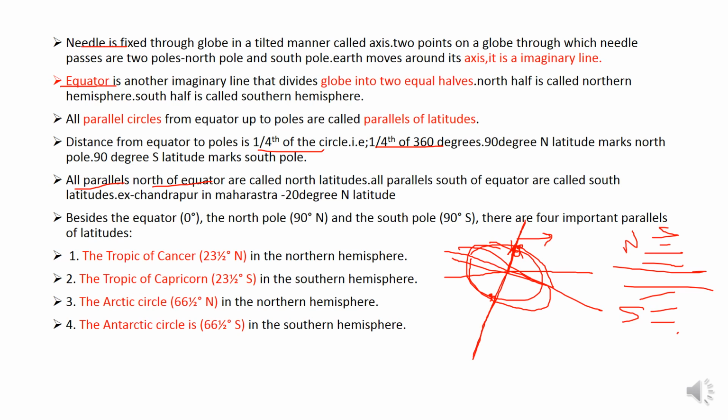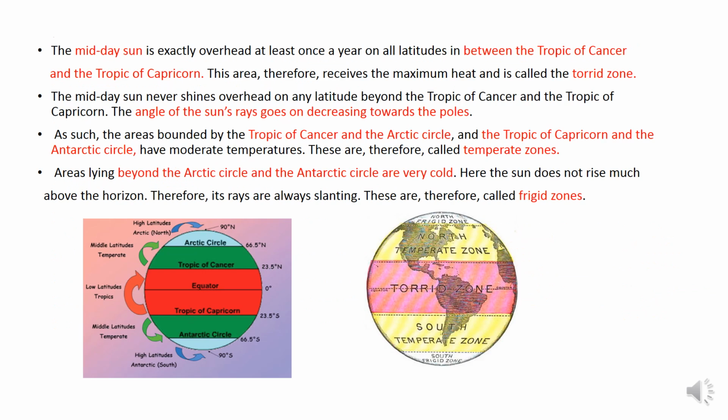Besides the equator, North Pole and South Pole, there are 4 important parallels of latitude. That is, Tropic of Cancer, located at 23.5 degrees north in the Northern Hemisphere. Tropic of Capricorn, located at 23.5 degrees south in the Southern Hemisphere. Arctic Circle, 66.5 degrees north, located in the Northern Hemisphere. And Antarctic Circle, 66.5 degrees south, located in the Southern Hemisphere.